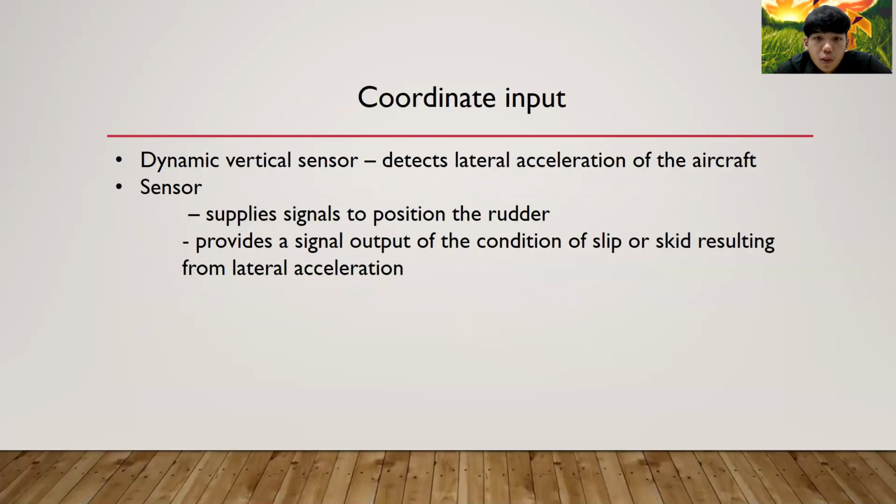And the last one will be the coordinate inputs. The dynamic vertical sensors will detect the lateral acceleration of the aircraft. The sensor will supply a signal to position the rudder and also provide a signal output of the condition of slip or skid resulting from lateral acceleration.